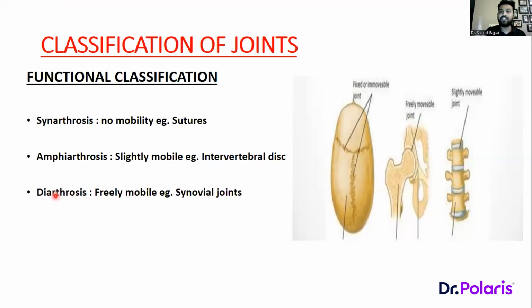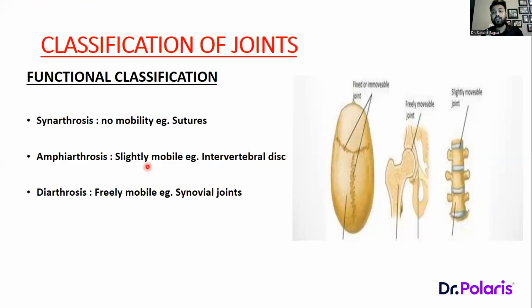So functional classification: SAD, SAD, synarthrosis, amphiarthrosis, diarthrosis. Synarthrosis, no mobility in sutures. Amphiarthrosis, a little bit of movement. Intervertebral disc, best example. Diarthrosis means they are freely mobile, they can go into various ranges of motion. That's what the word is, and they are given the name synovial joints or they are an example of synovial joints. So this is basically the classification on the basis of function.